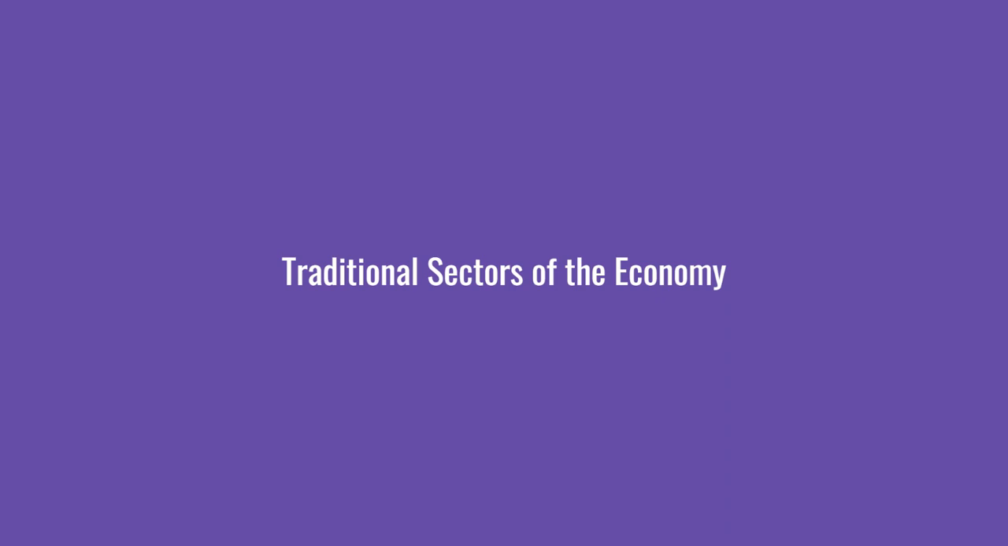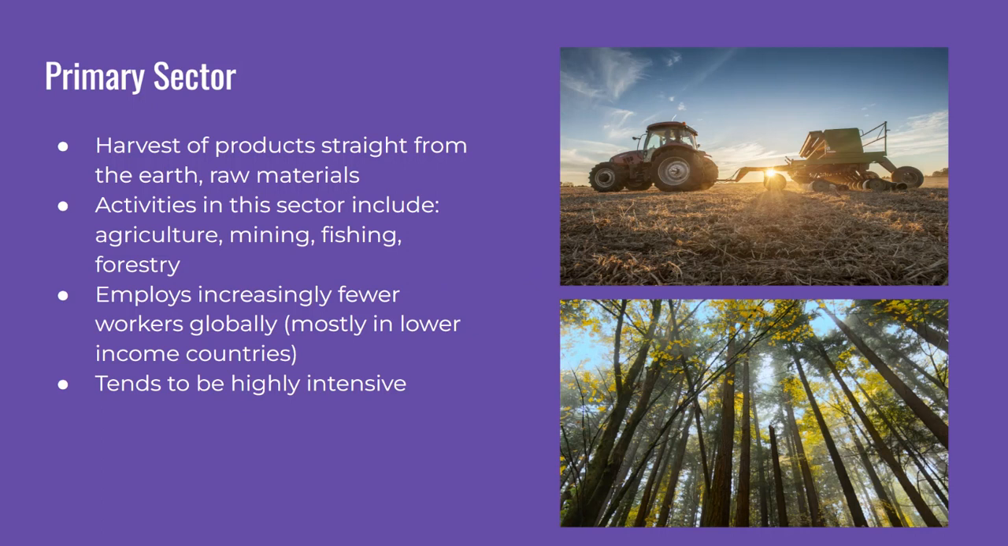Now, let's take a look at the traditional sectors of the economy. The primary sector involves the harvest of products straight from the earth, or raw materials. Activities in this sector include agriculture, mining, fishing, and forestry. It employs increasingly fewer workers globally.